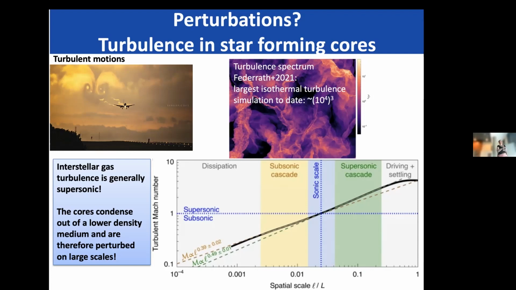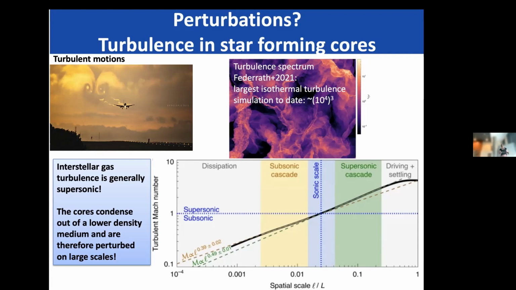And then eventually down here, you have dissipation. When you do these numerical simulations, of course, you're never resolving the actual viscous dissipation scale. You're always dominated by numerical dissipation, so you are basically limited by resolution.